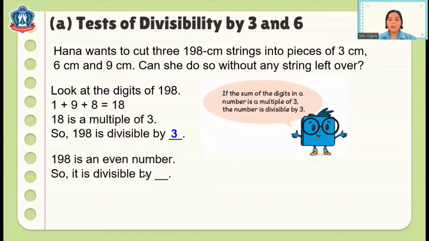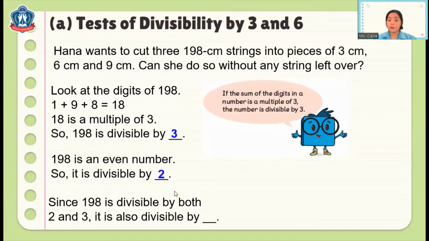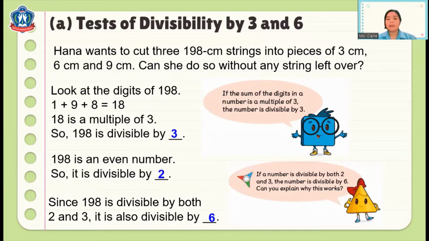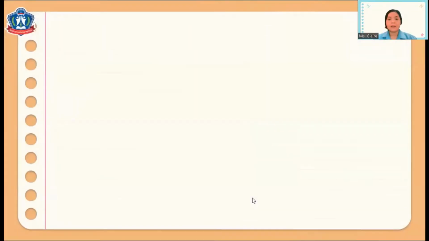198 is an even number, so it is divisible by 2. So all even numbers are divisible by 2. Since 198 is divisible by both 3 and 2, it is also divisible by 6. So to know whether a number is divisible by 6, make sure that it is divisible by 3 and also divisible by 2. If a number is divisible by both 2 and 3, the number is divisible by 6.